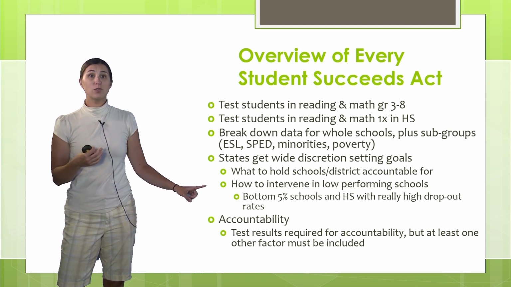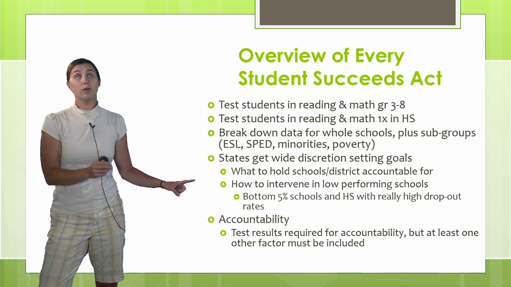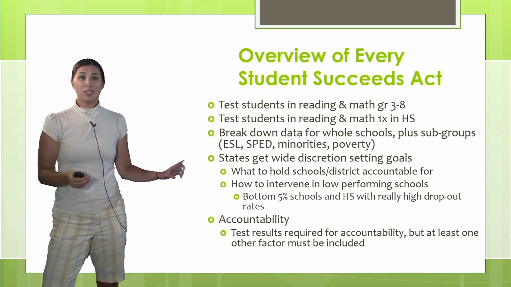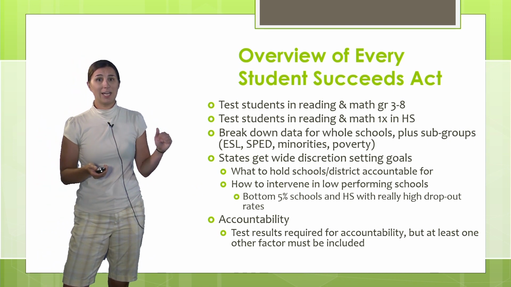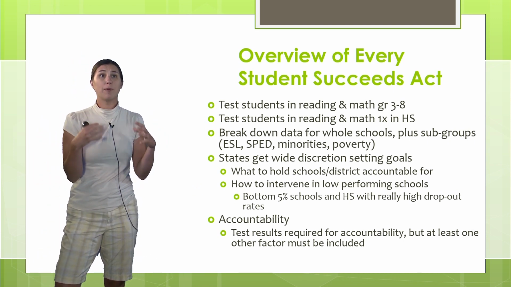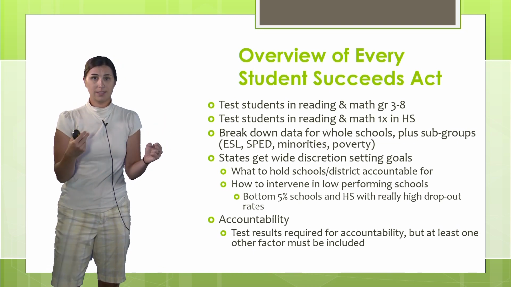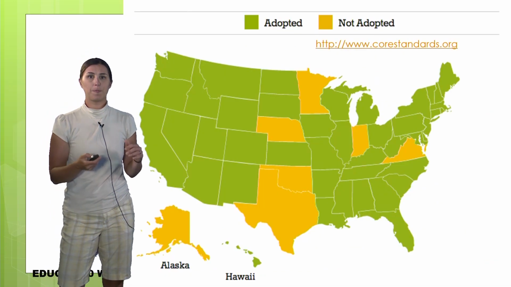Now, the state also needs to specify how they're going to intervene with all the low-performing schools. So the bottom 5% of schools, and then high schools with really high dropout rates, each state needs to talk about what they're going to do in that situation. How are they going to support them? How are they going to intervene with those?